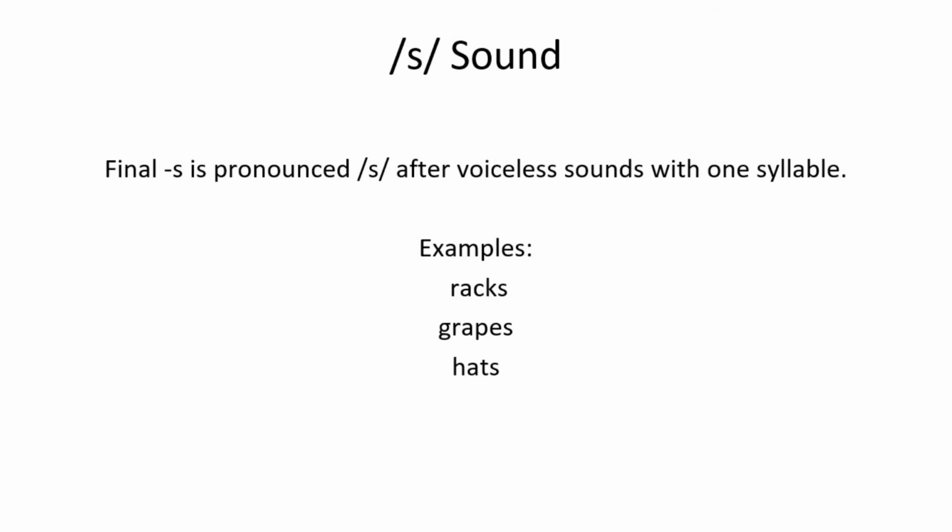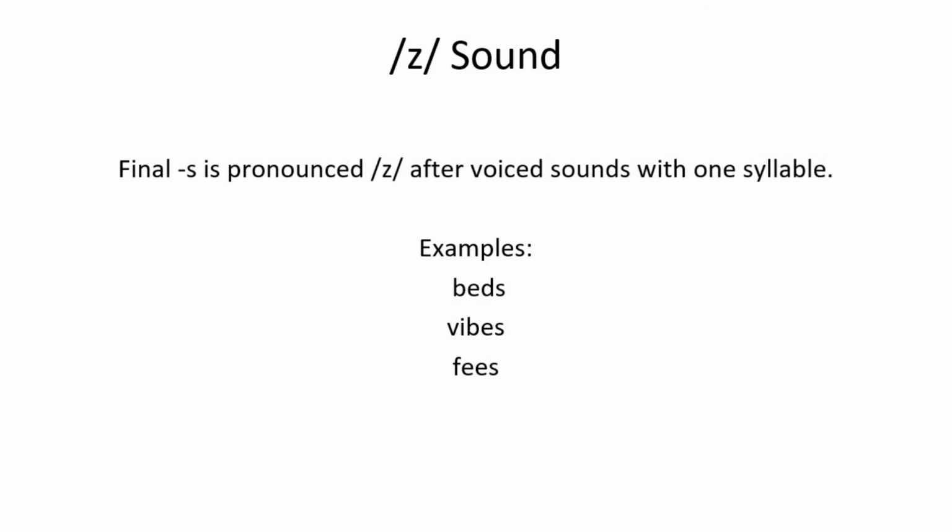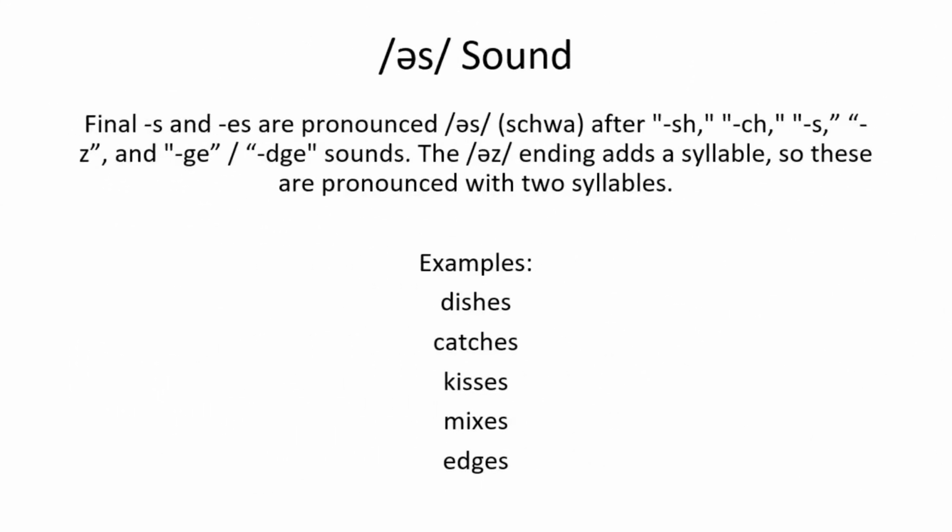First, we'll look at the S sound. Now, this is used with voiceless sounds. For example, racks, grapes, hats. Next, let's look at the Z sound. This is used after voiced sounds. For example, beds, vibes, these. And then we'll look at the schwa Z sound. This will produce two syllables. For example, dishes, catches, kisses, mixes, edges.